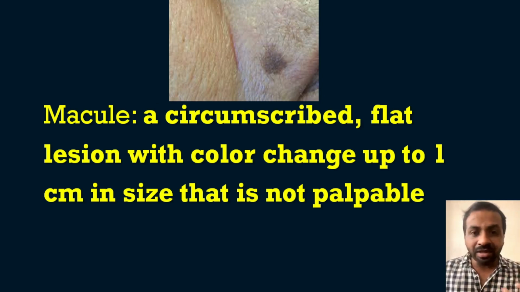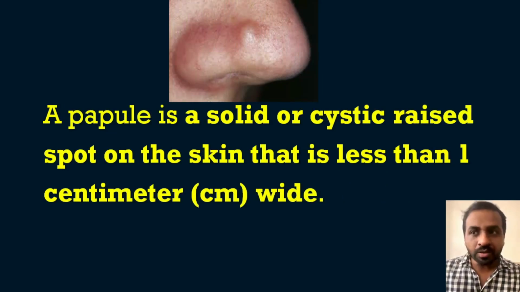And we will see the other options also. Then what is a papule? So we can see a papule here. A papule is a solid or cystic raised spot on the skin.